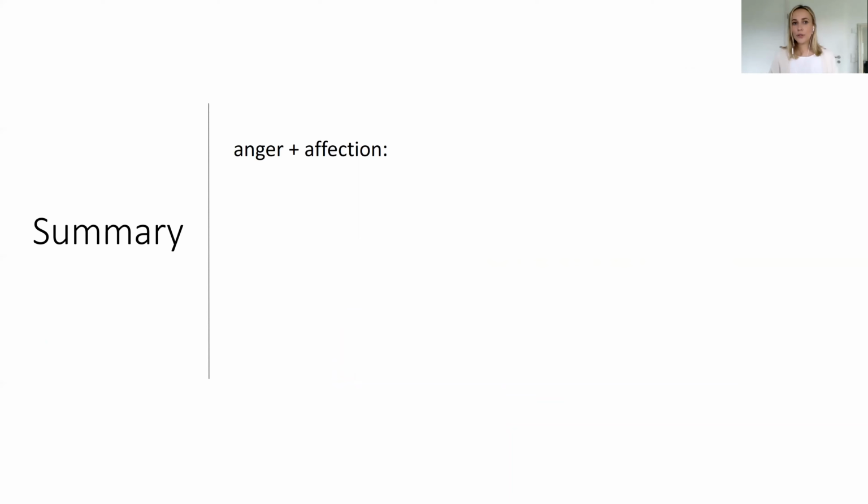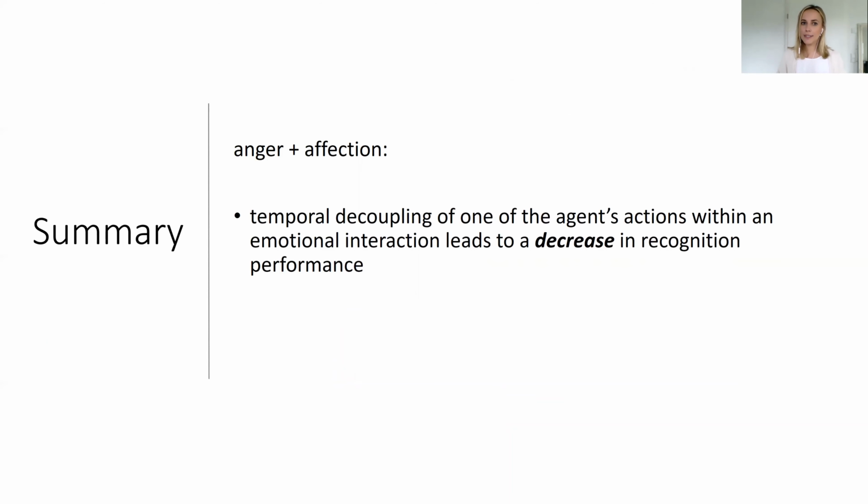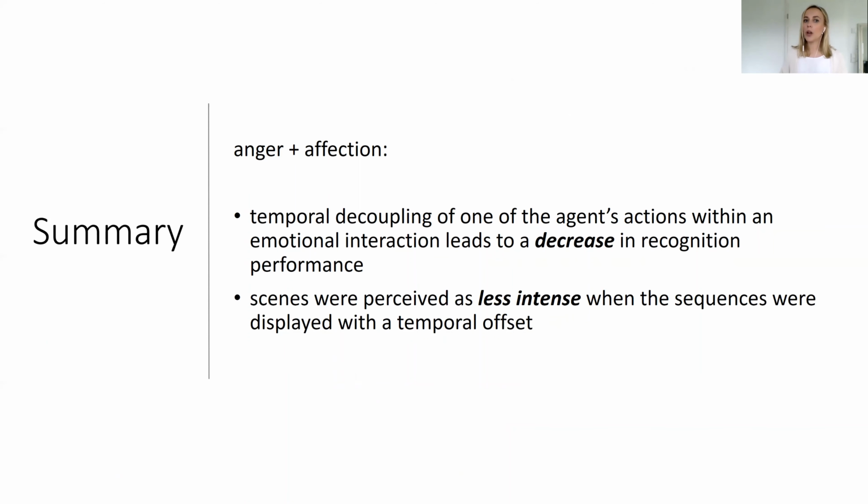So to sum it up, we found that for anger and affection sequences, temporal decoupling of one of the agent's actions within the emotional interaction led to a decrease in recognition performance. We also found that the scenes were perceived to be less intense when the sequences were displayed with a maximal temporal offset of 2000 milliseconds.